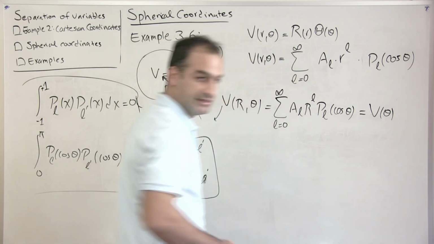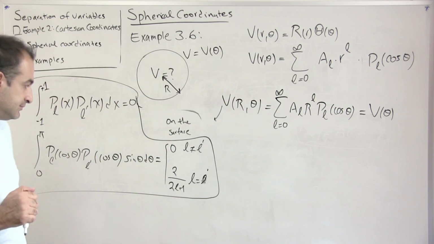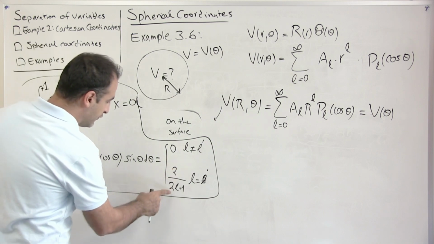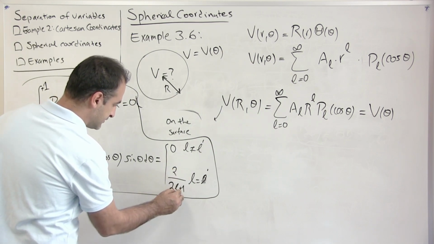Professor, yes. For when L is equal to L prime, what is it? It's 2 over 2L plus 1. Okay, got it. Thank you.